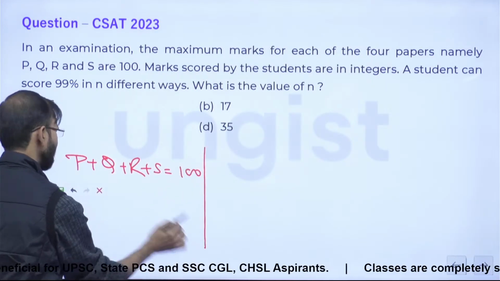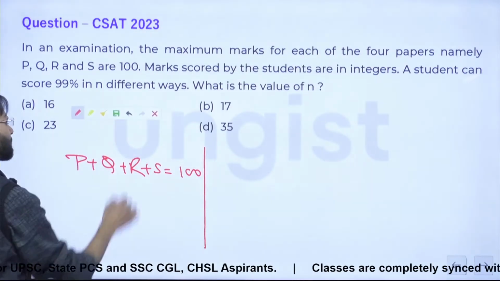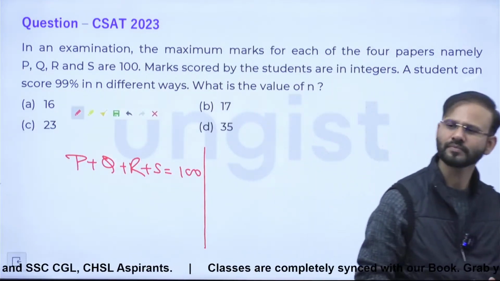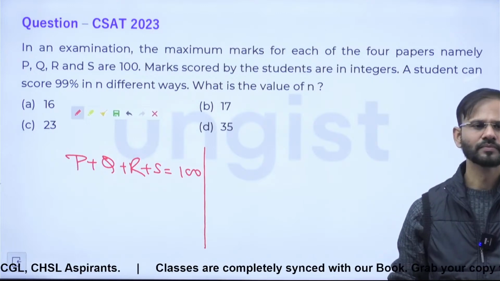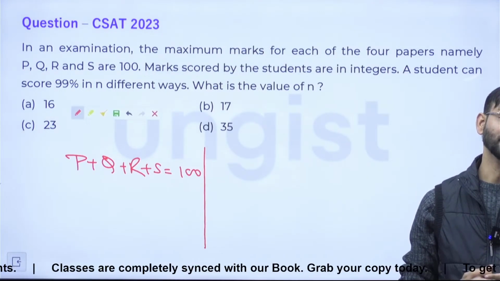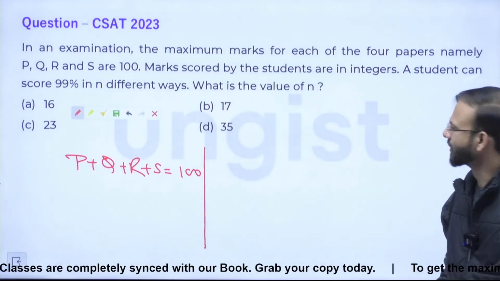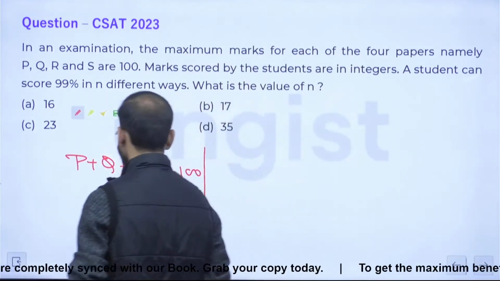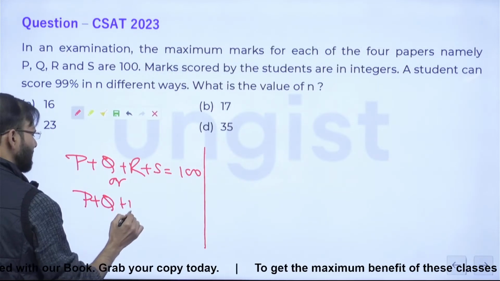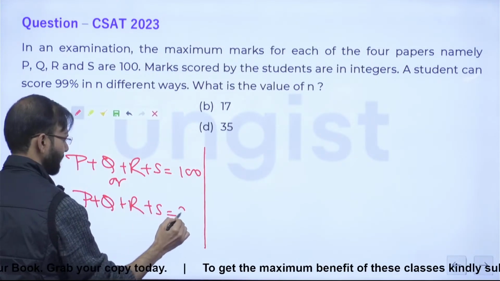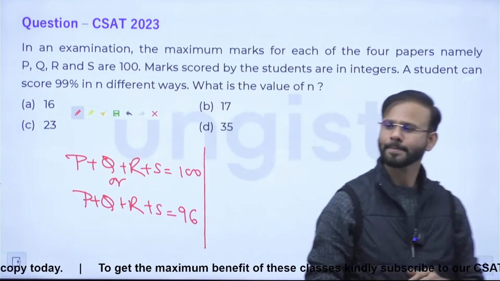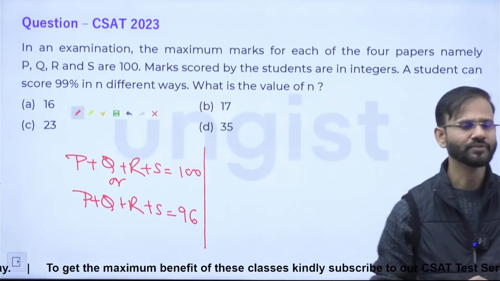All right. Anyone else? Any other approach? Sir, it will be 96, because if we remove 1%. Okay, one more approach: P plus Q plus R plus S is equal to 96. Okay, let's go. Any other thing, guys? All of you?